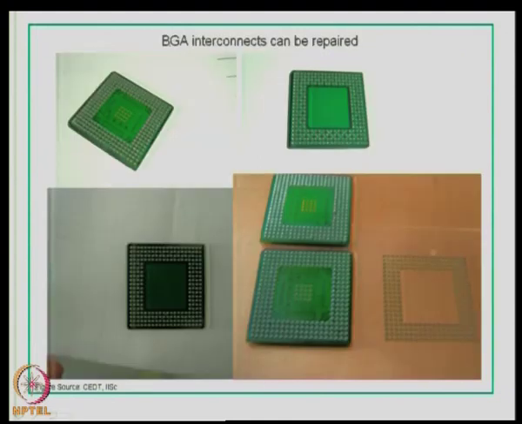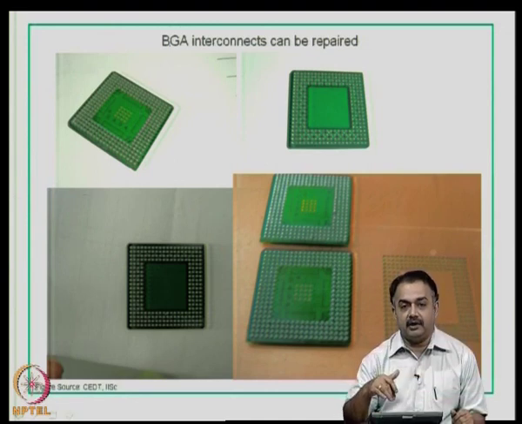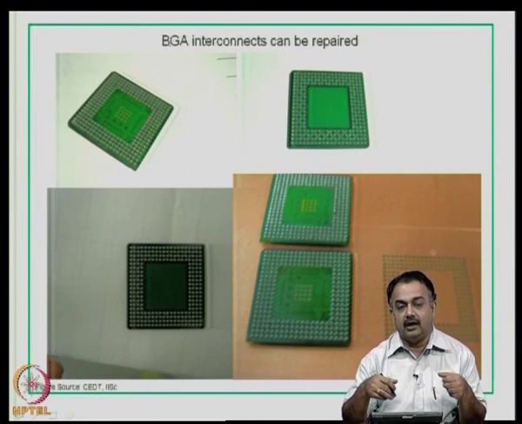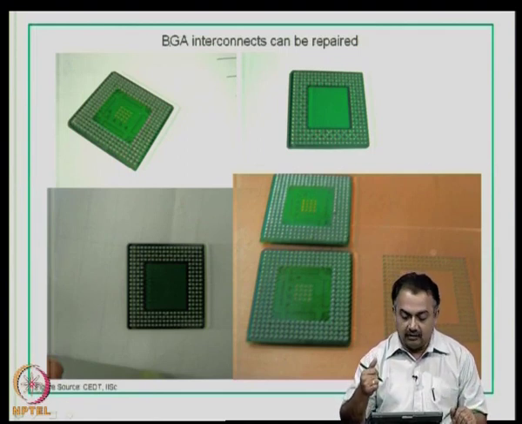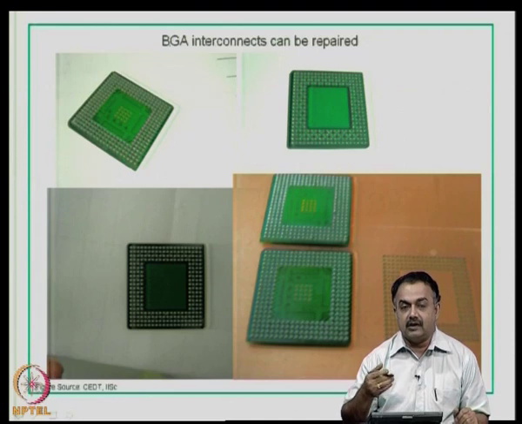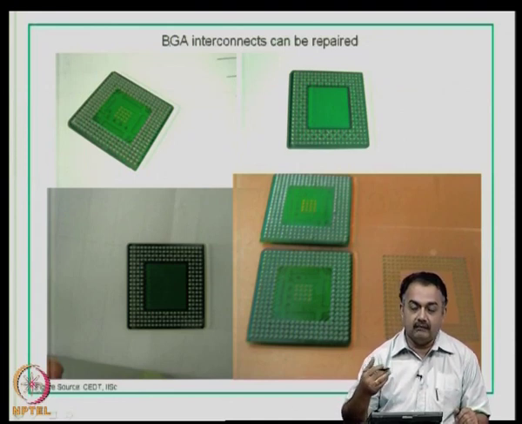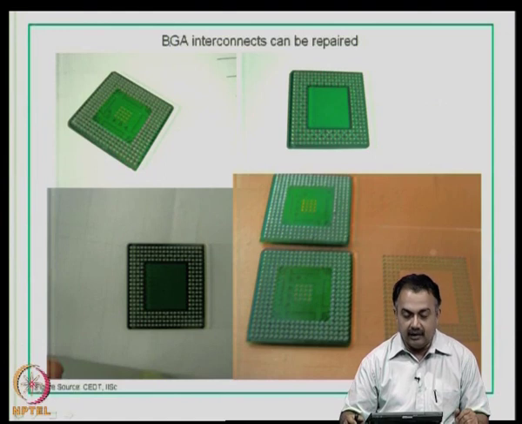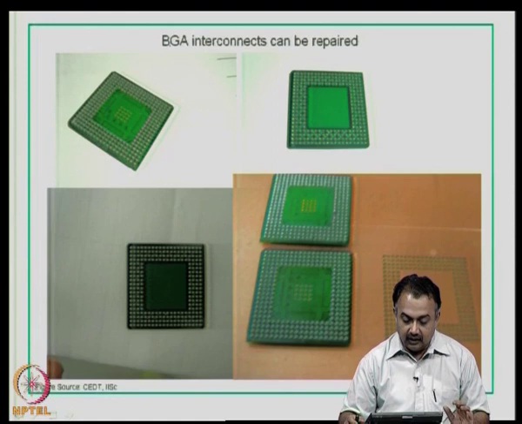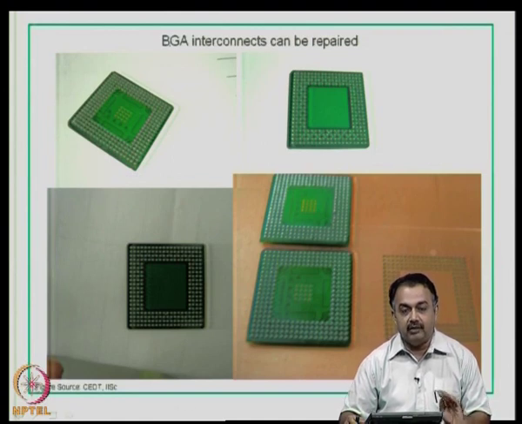Now, BGA interconnects can be repaired. If you look at a through hole component, for example, if you have a dip package, it is very easy to desolder and put another component in its place through the through hole and then solder it back on the other side. But this is a surface mount device. Surface mount component assembly we are going to deal with in much detail later, but to remove the curiosity of all of you, I have included 2 slides here to say that BGA, although expensive, can today be repaired.